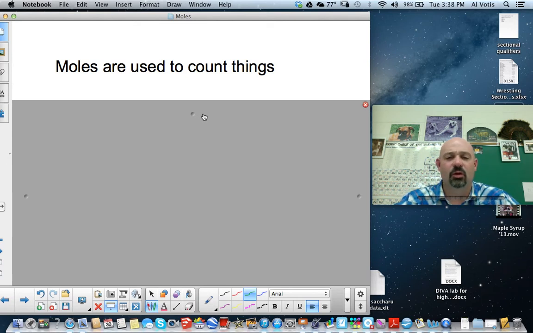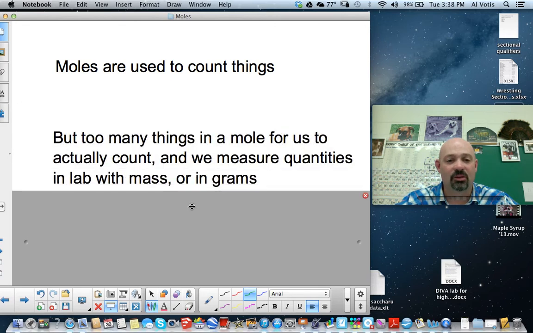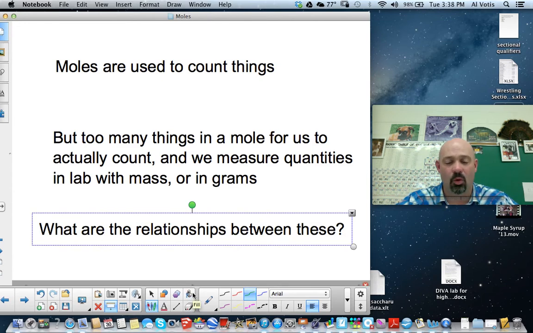Okay, what are moles used for? Moles are used to count things. Chemical reactions occur because certain numbers of things react. That's how we have to look at reactions. Reactions are based on how many atoms and molecules are coming together with each other. But since those numbers are so big, there's no way that we can actually count out how many atoms we have to be able to react with something else. We measure in lab grams. We measure mass. So we have to figure out what's the relationship between mass and moles, and also the numbers of particles.